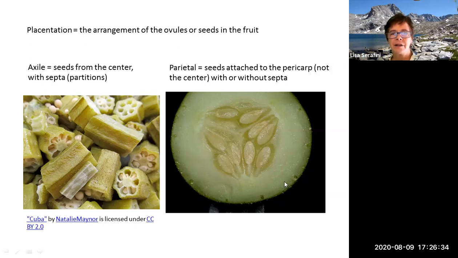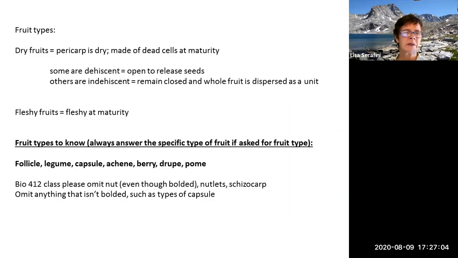In parietal placentation, here's the ovary wall where the seeds attach. They're not attached to the center. There, you can see the little funiculi attached to the ovary wall. So this is called parietal, where the seeds are attached to the pericarp, the ovary wall. They may have septa like this one does, or they may not, but the defining feature is the seeds that are attached to the ovary wall, to the outside. And there's also basal and some other things.